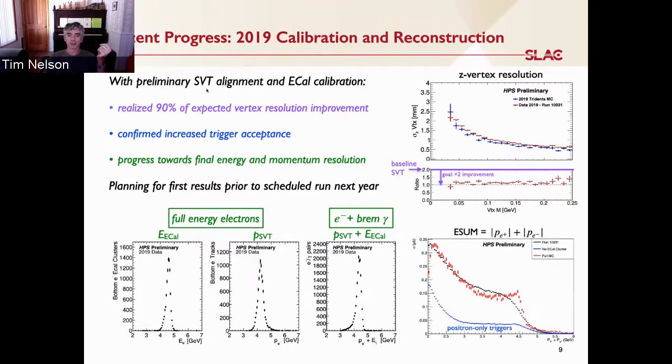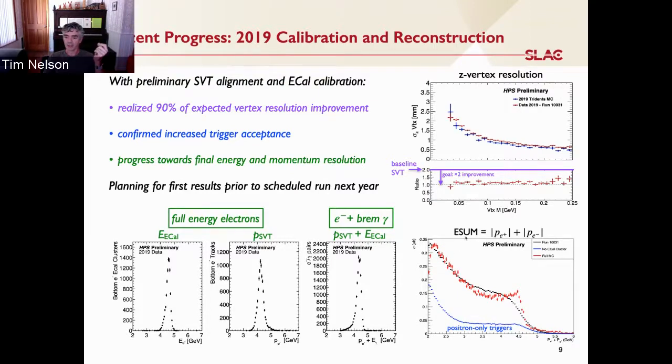With preliminary alignment of the SVT and calibration of the ECAL, we realized about 90% of our expected vertex resolution improvement from the SVT upgrade. So you can see here, again, the baseline SVT has a resolution about twice as bad as the goal with the upgrade. And with preliminary alignment, we've achieved about 90% of that goal. We've confirmed increased trigger acceptance from the positron trigger.